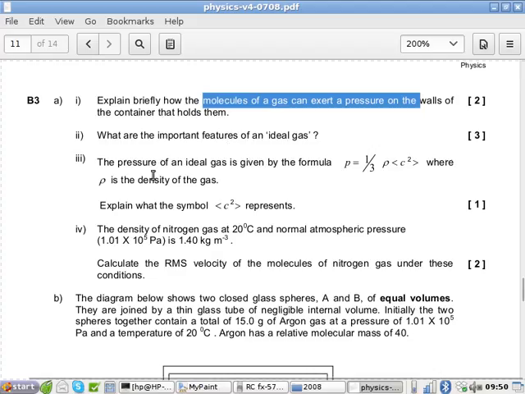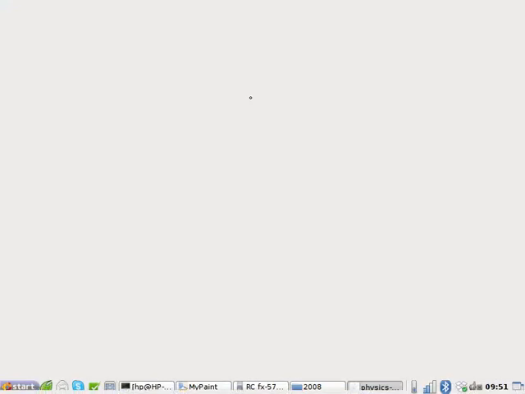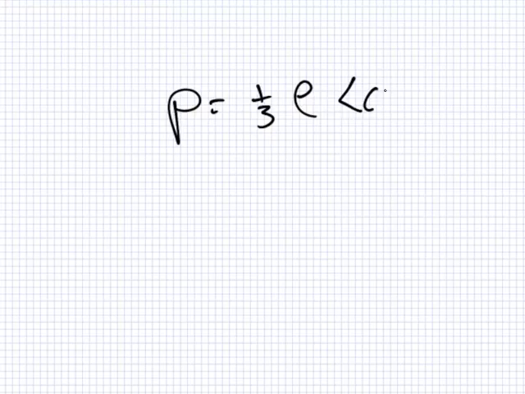The pressure of an ideal gas is given by this formula, 1/3. Now this is actually a new formula. 1/3 density c squared. Explain what c squared means. Now they're trying to trick you here. I didn't quite like that they did this. Pressure equals 1/3 density, and then they write this here.